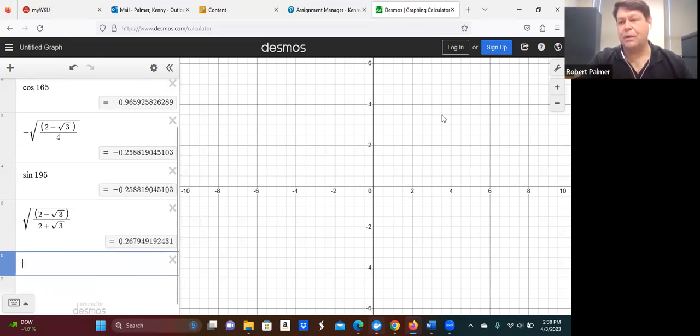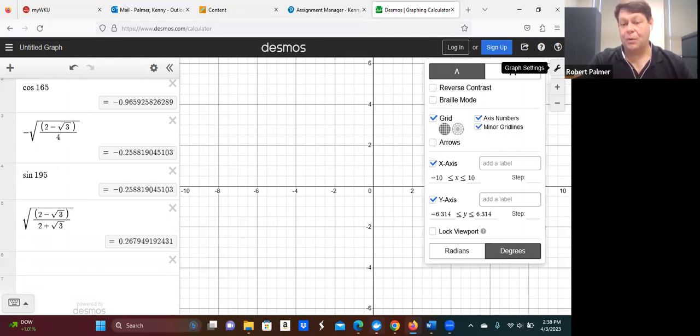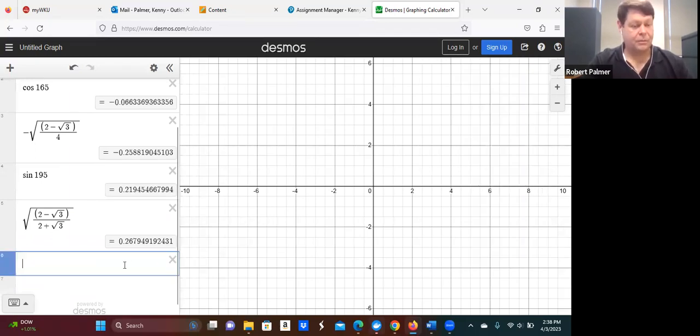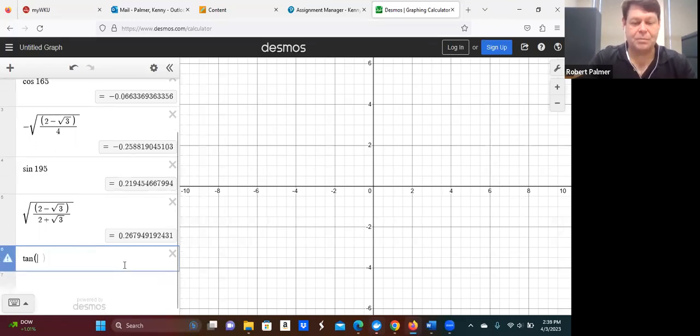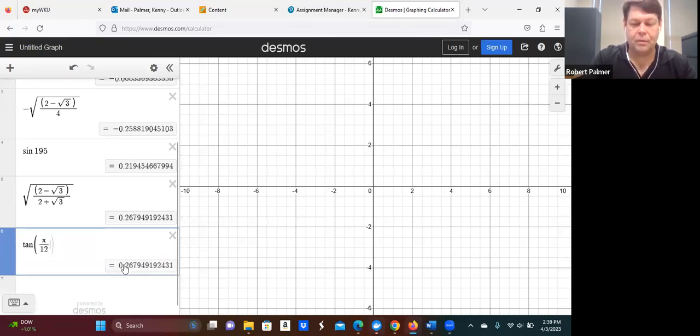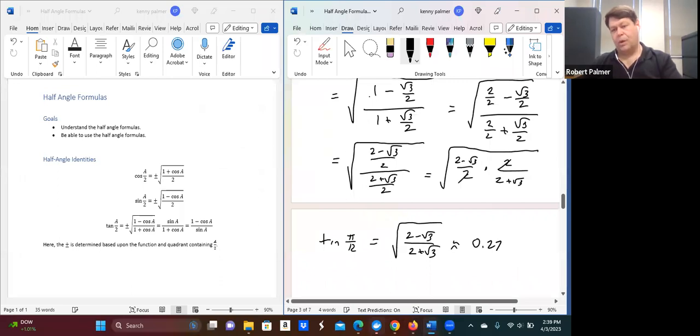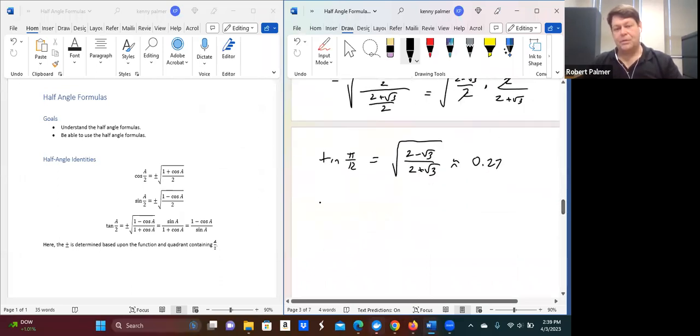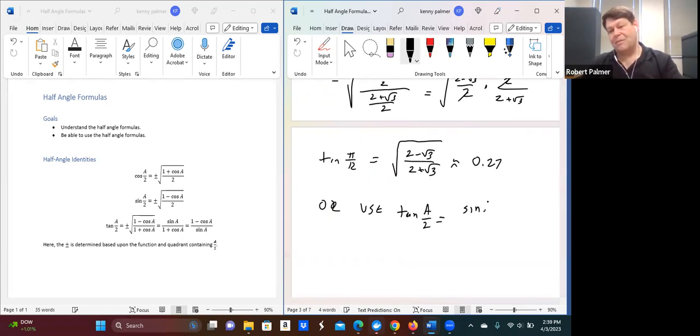Now let's change our mode and go back to radian mode. Just be careful what mode you're in. Then do the tangent of, in parentheses, pi, just type pi, divided by 12. And once again, exactly the same thing as it should be, approximately 0.27. Now let's do it the other way. Let's use one of the other formulas: tangent of a over 2 is equal to, I'll use the second one, sine of a over 1 minus the cosine of a.